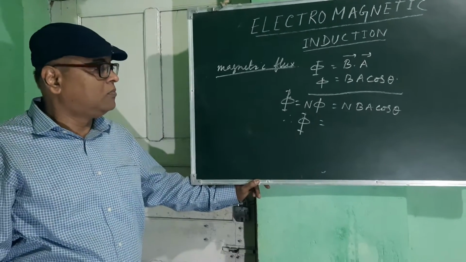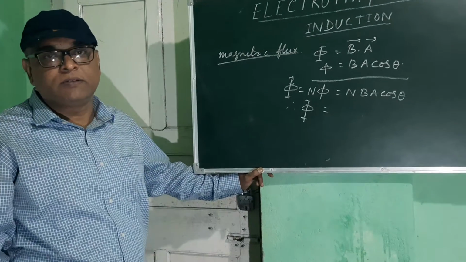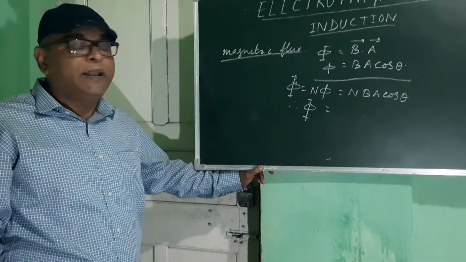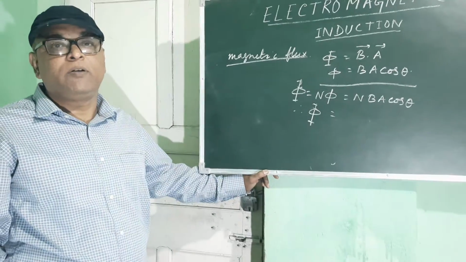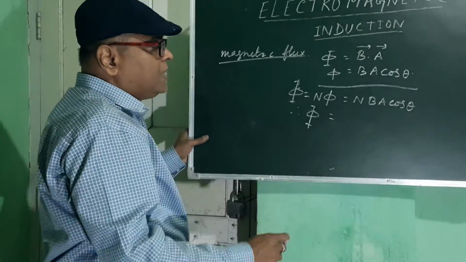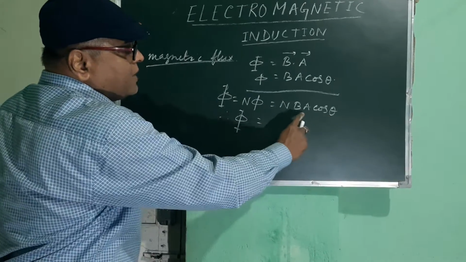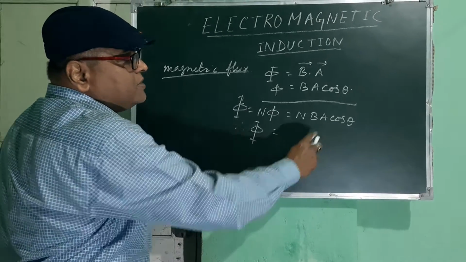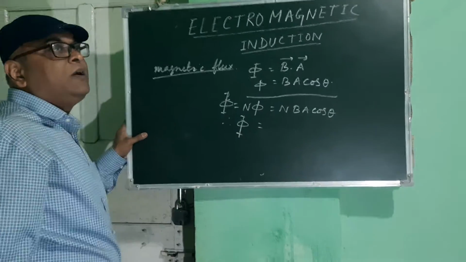Now we understand the magnetic flux. Now what will be the magnetic flux of the solenoid? If B and A are perpendicular, then there will be cos 90, and cos 90 will be 0. So B and A both should be parallel to each other.